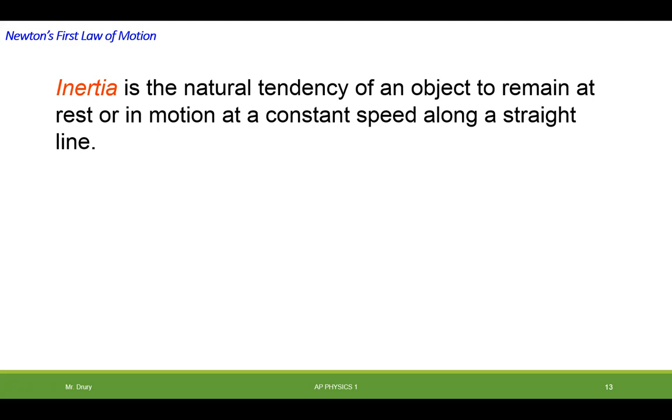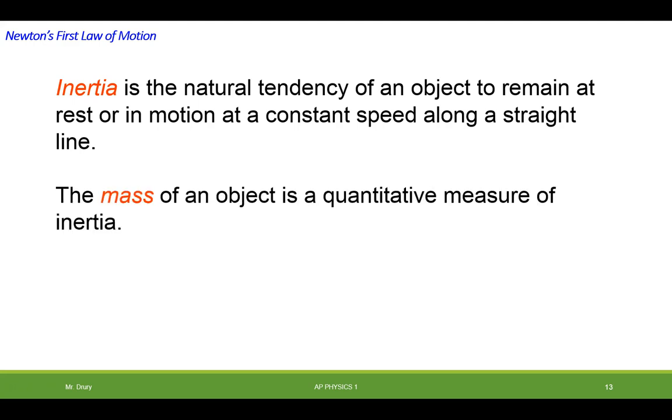Sometimes Newton's first law is called the law of inertia. So what is inertia? Inertia is the natural tendency of an object to remain at rest or in motion at a constant speed along a straight line. I also like to think of it as the amount of laziness of it, how hard it is to get it to change whatever it's doing. Mass of an object is a quantitative measure of inertia. So the more inertia something has, the more mass it has. And the SI unit of mass we know is called the kilogram.